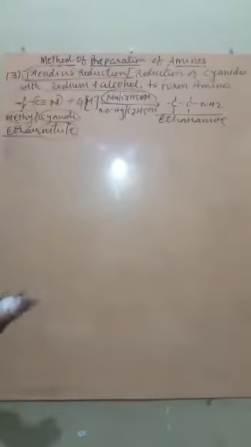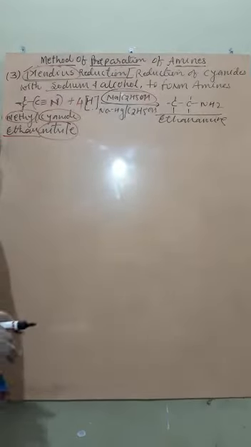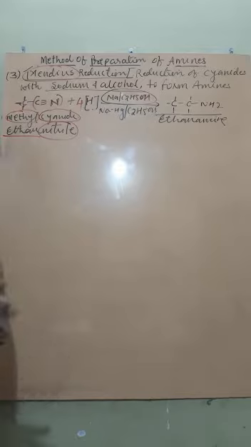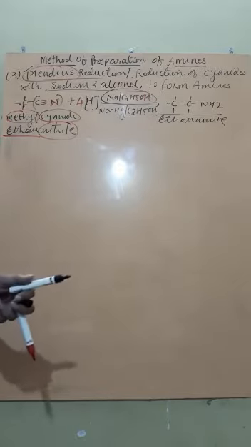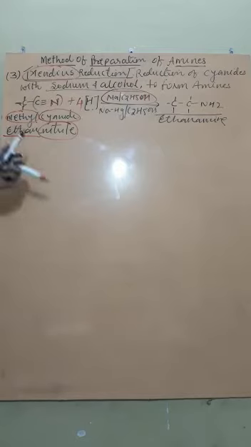Ethanamine. Student, some more reducing agents can also be used here, like Raney nickel. Zn plus HCl can be used here. Sn plus HCl also can be used here. So different types of reducing agents can be used to reduce a cyanide compound into an amine compound.